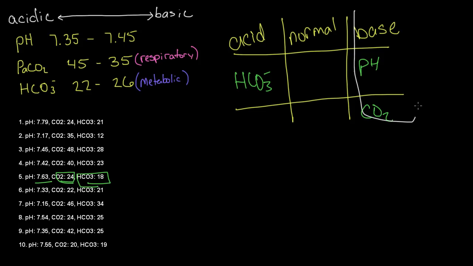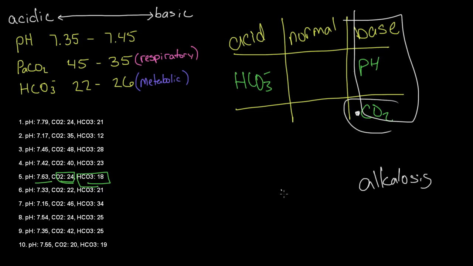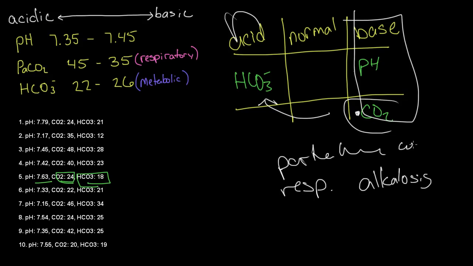So our tic-tac-toes here, we are in alkalosis. Our parameter that made it up is a respiratory parameter, so we are in respiratory alkalosis. Our other parameter is partially compensating because it's in the opposite column, so partially compensated.